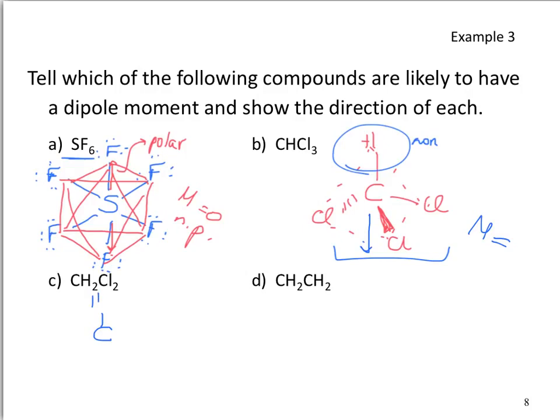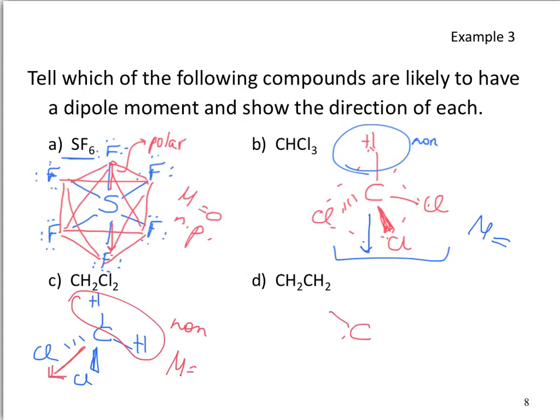CH2Cl2. So hopefully you can see that this part of the molecule is pretty nonpolar, and the CCl bonds are going to be polar. So the net effect will be in this direction between the 2 chlorines, and so this too will be a finite mu.